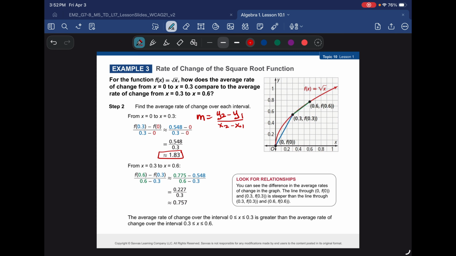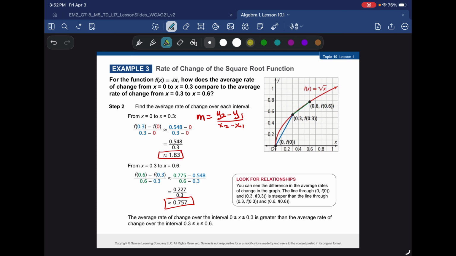Then we can do the same for the second interval, again plugging in the second output and subtracting the first output, which in this case is 0.3. And then we take the second input and subtract the first input, which is 0.6 minus 0.3. We plug in our numbers, we do the math, and we get an average rate of change of 0.757 for the second interval. So as we look at those two, 1.83 is greater than 0.757.